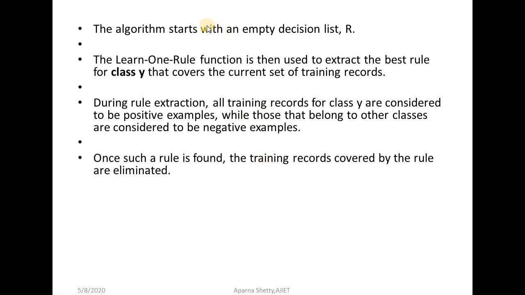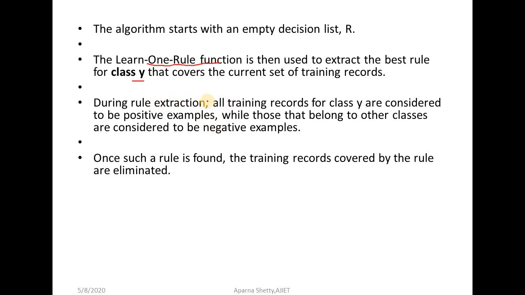Next, they are describing the sequential covering algorithm. The algorithm starts with an empty decision list R, or empty rule list. The learn one rule function is then used to extract the best rule for class Y that covers the current set of training records. So using this learn one rule function, you will generate the best rule for class label Y.